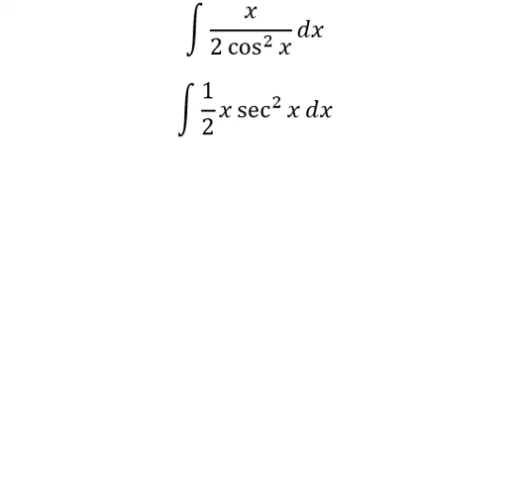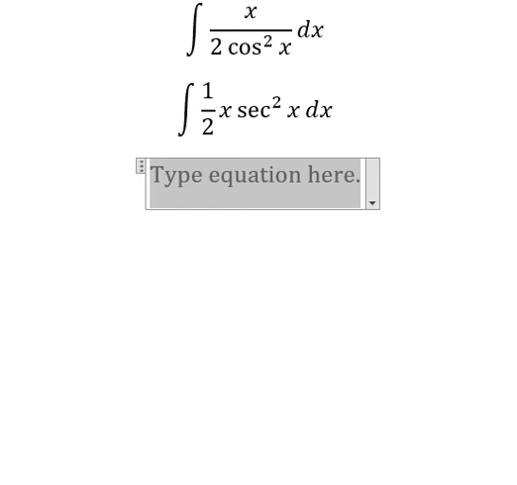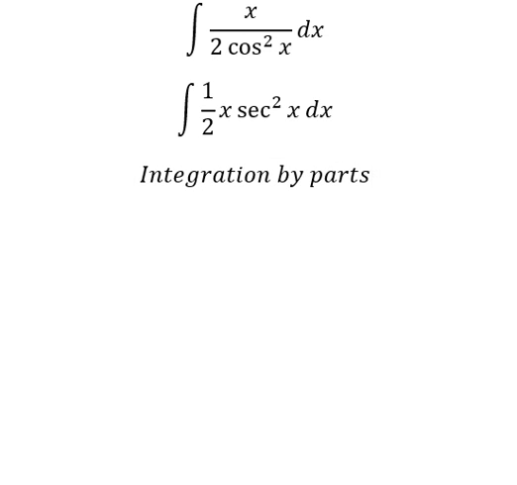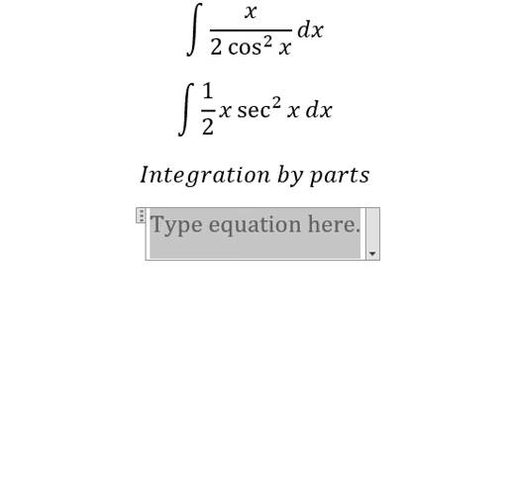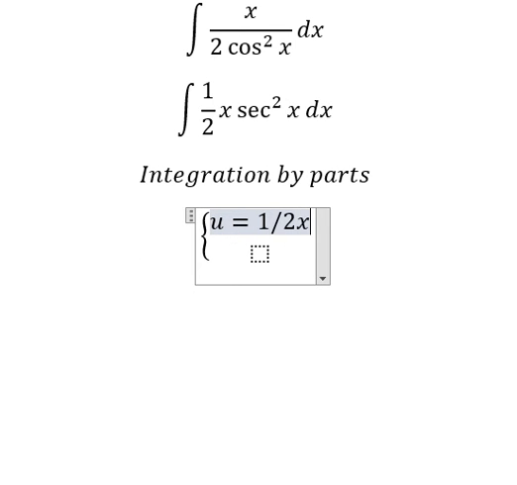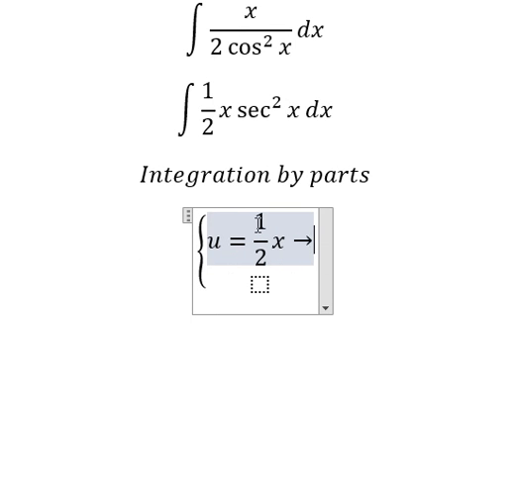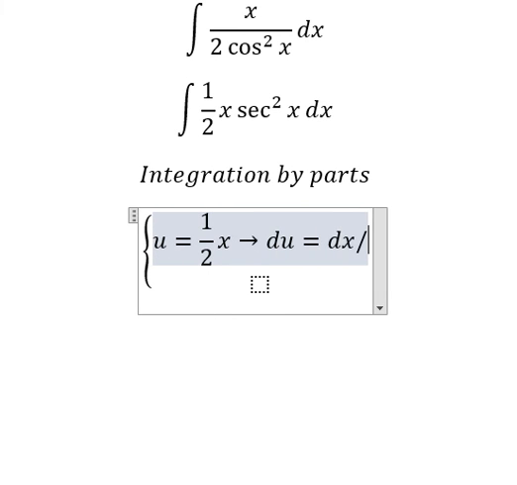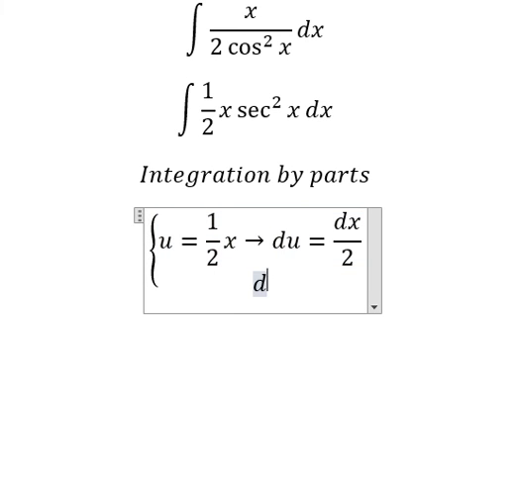Next, we can use integration by parts. So I will put u equals 1 over 2x. If we take the first derivative of both sides, we have dx over 2, and dv is about this one.